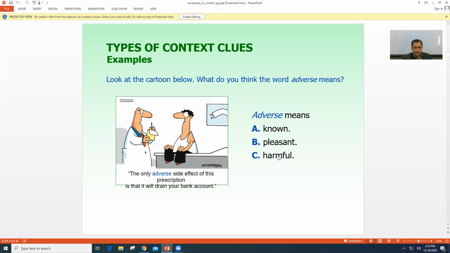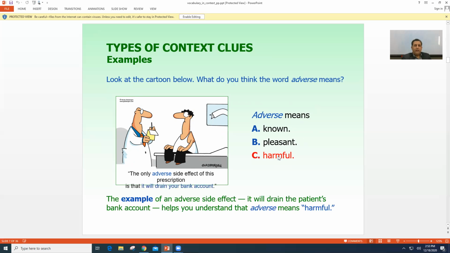Let's see what could be the meaning. Okay. So the example of an adverse side effect is that it will drain the patient's bank account. Now it helps you understand that adverse means harmful. So it cannot be known, it cannot be pleasant. Of course, not a pleasant side effect if it's going to cost you a lot of money. So this example clue has helped us to figure out the meaning of adverse that we might not know already.